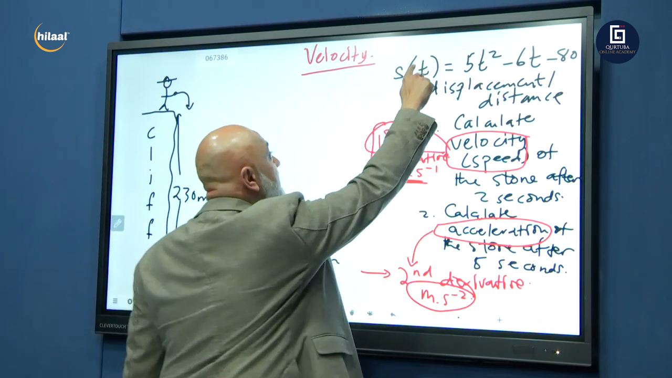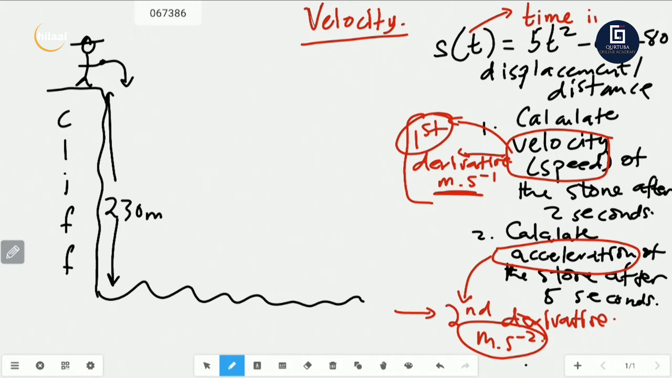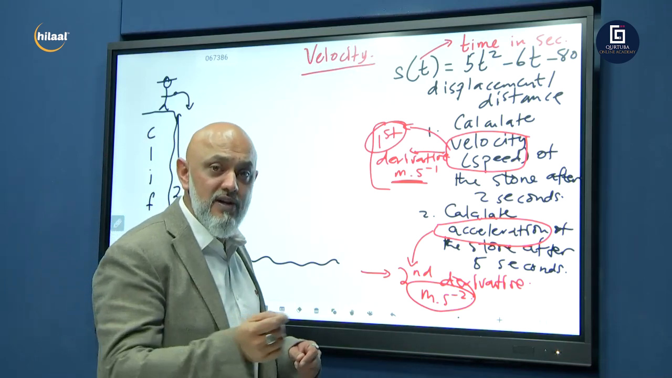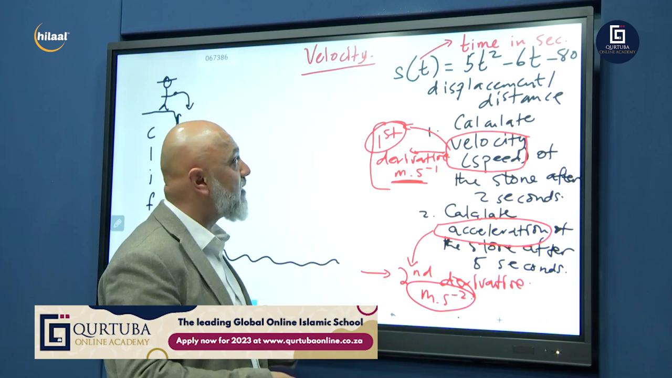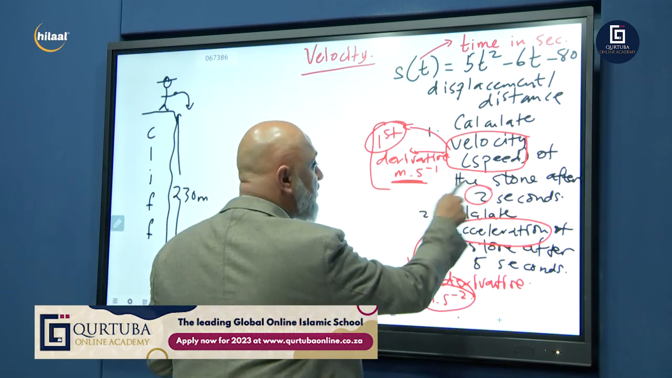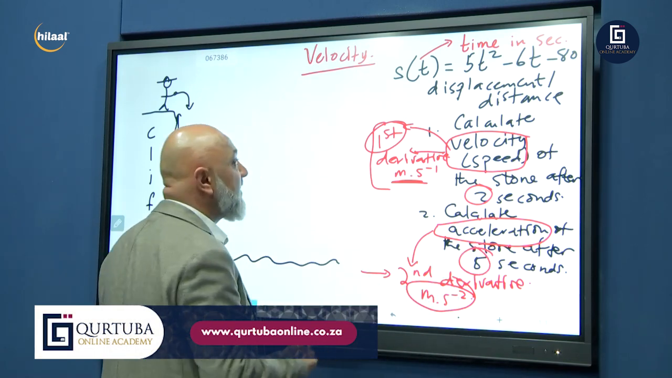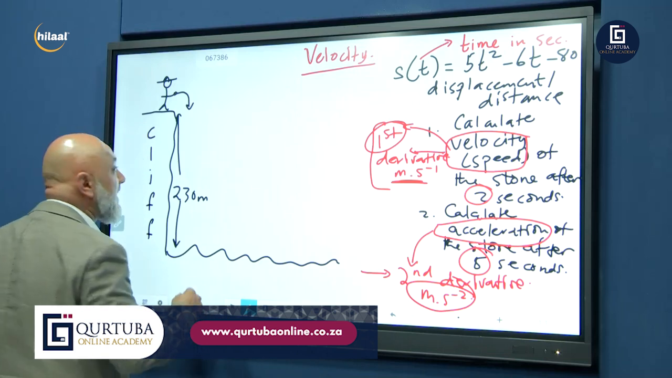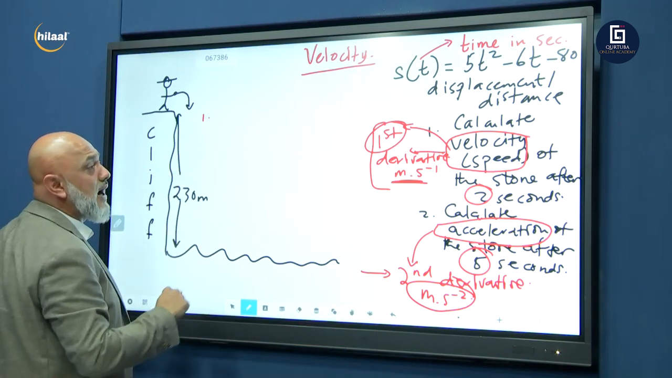Now, t is your time in seconds. So the displacement of the stone is given by that equation, where t represents time. Calculate the velocity of the stone after 2 seconds. Calculate the acceleration of the stone after 5 seconds. So let's attack this. Question number one.